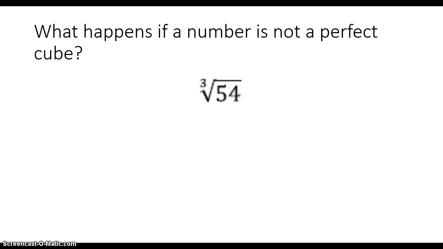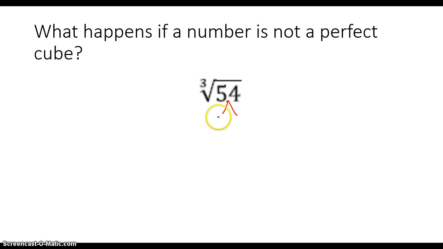Okay? And we're going to treat this very similar to how we simplify square roots. So, a cubed root means a number to the third power. We're going to take a number that when multiplied by itself 3 times instead of twice, then it can come out. So 54 is not a perfect cube.